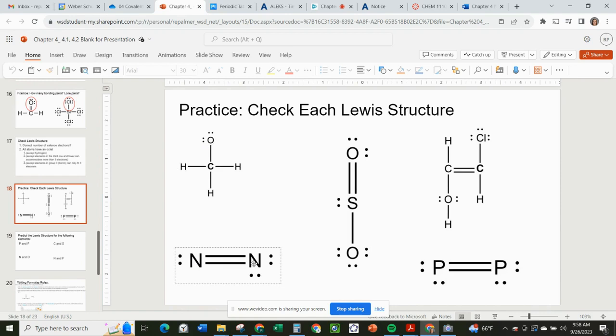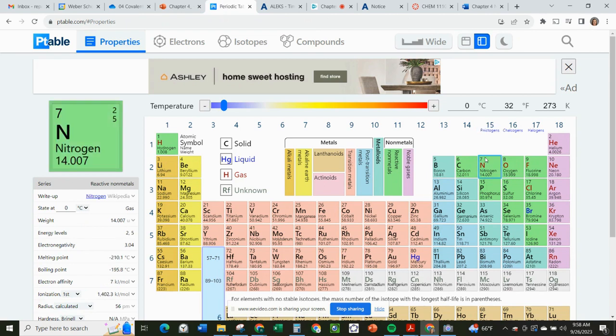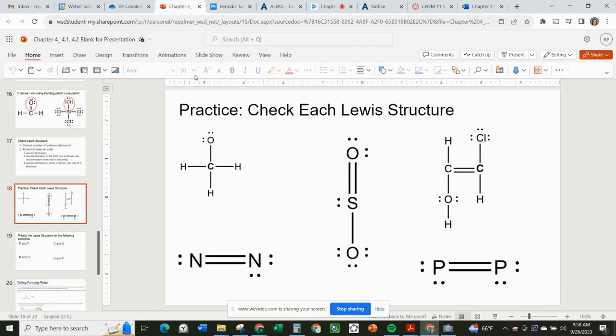Nitrogen and nitrogen, they both have 5 valence electrons. I can look at that on the periodic table. We can practice that. Nitrogen is in this column. The 15 reminds me that it has 5 valence electrons. So 10 between the 2 nitrogens, and we have 2, 4, 6, 8, 10. So, okay, that shows the correct total number of valence electrons.